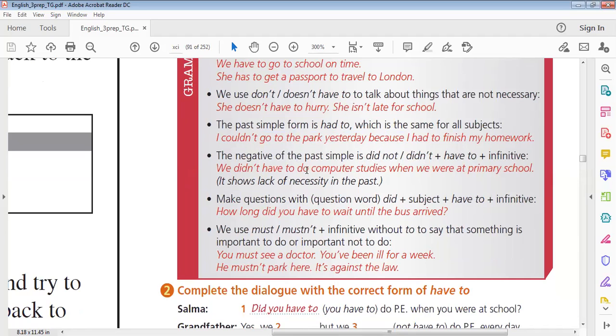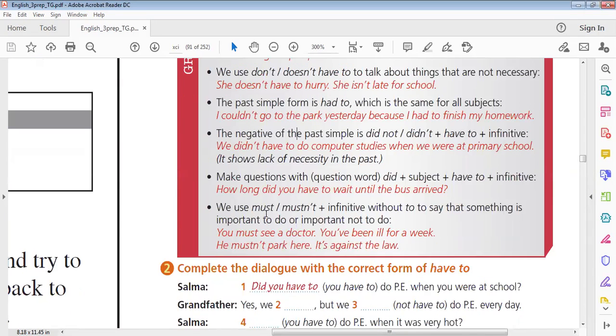Don't have to. We didn't have to do computer studies when we were at primary school. It shows lack of necessity here in the past. We didn't have to do, and it wasn't important at all to do that. If you want to make a question, you can start with a question word like this, how long, and then you will put did, and then you will put have to. Before it, of course, the subject. How long did you have to wait until the bus arrived?